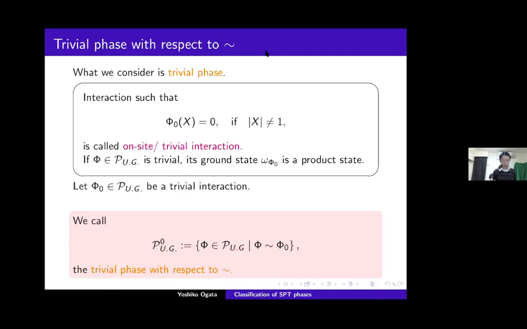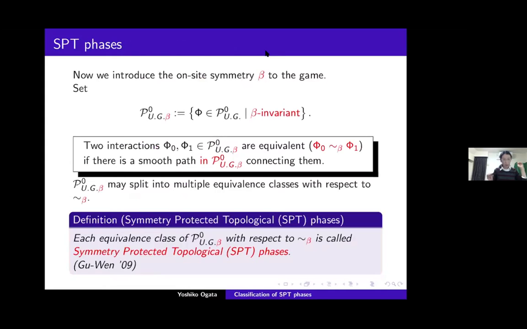So in this SPT business, we consider this kind of thing. And now we introduce the on-site symmetry to the game. So what we consider is the following set, that is, the elements in this trivial phase, the interactions in this trivial phase, which are beta invariant on-site, which are invariant under this on-site symmetry. That is the kind of thing we consider in this talk.